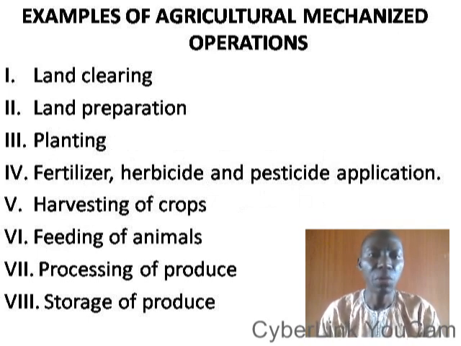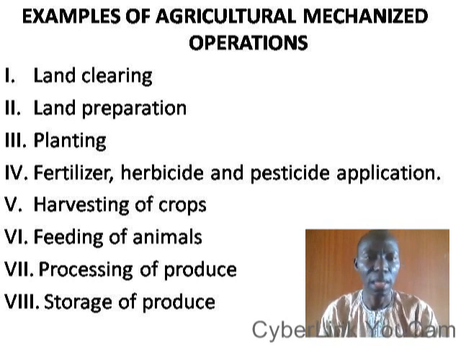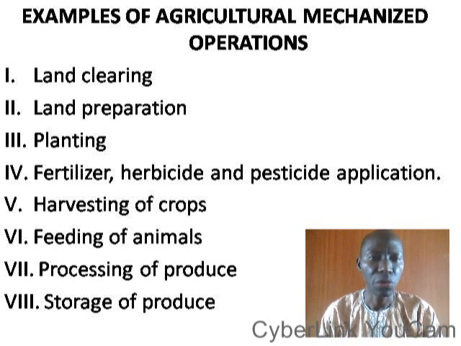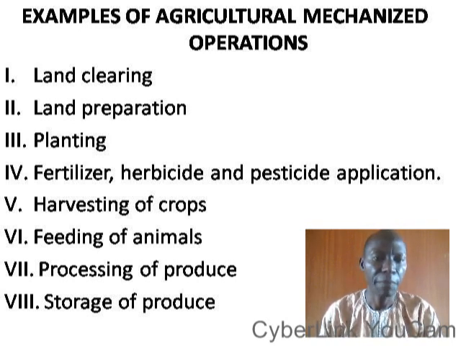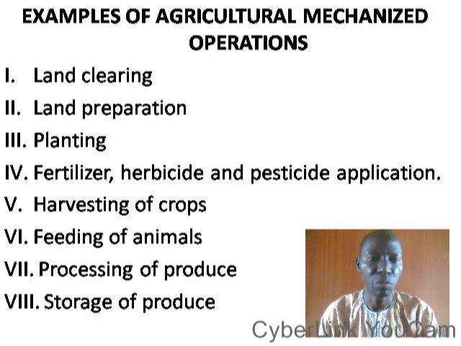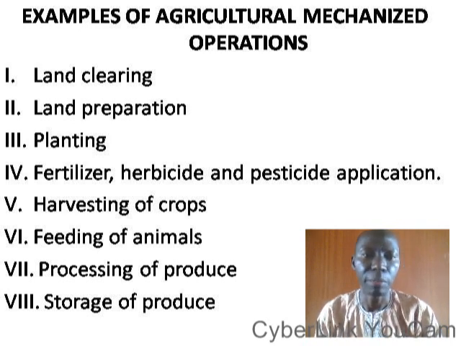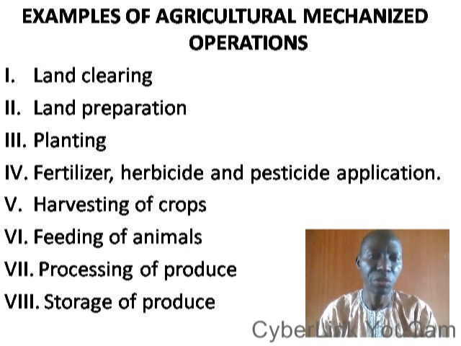Let us look at examples of agricultural mechanized operations. We have land clearing and land preparation. In land clearing, you can use the bulldozer to clear the land. For land preparation, you can also use some other farm machines coupled with farm implements in order to prepare the land. For example, when you want to plow, you make use of the plow implement attached to a tractor. We also have planting. Planters have been produced to enhance the planting of seeds.